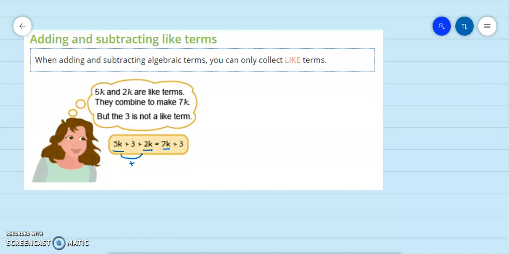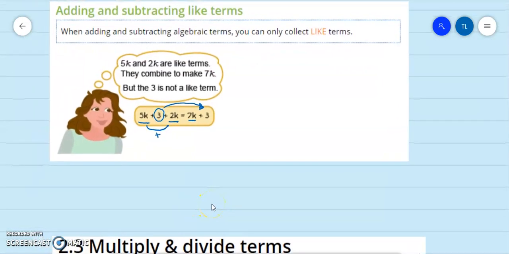How about 3? This 3 is the constant. The constant is different from 5k and 2k. They are unlike terms, so we leave it as it is. We just put plus 3 at the end of the expression. About adding and subtracting like terms, do you understand? Okay, next.